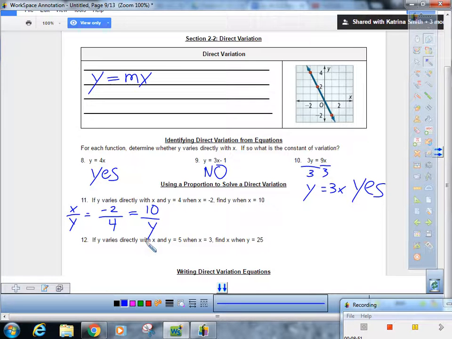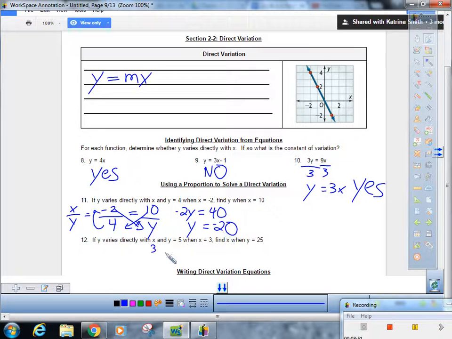Well, you solve that for y by cross-multiplying and then dividing. So 10 times 4 is 40. 40 divided by, no, I won't skip that step. Let me show you. You get a negative 2y when you cross-multiply this way equals positive 40. So y is negative 20. That's all you do for that. Okay? Same thing for number 12.